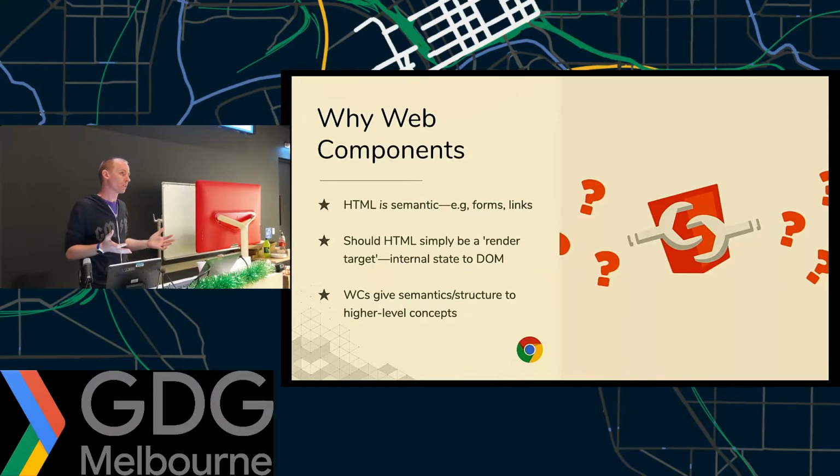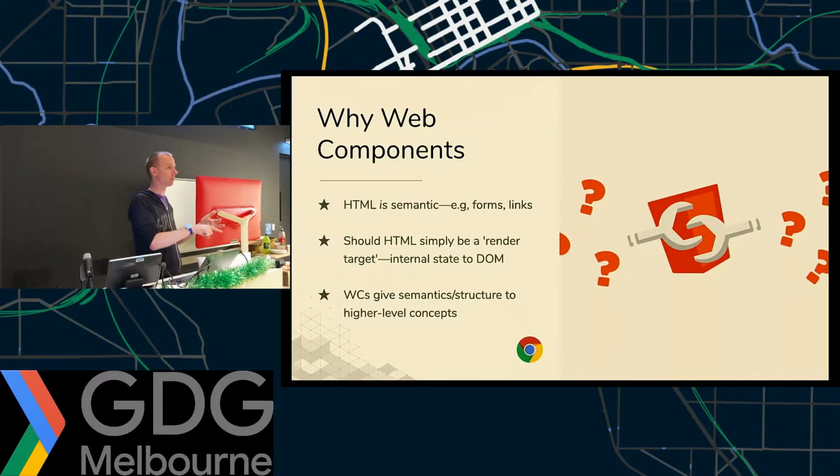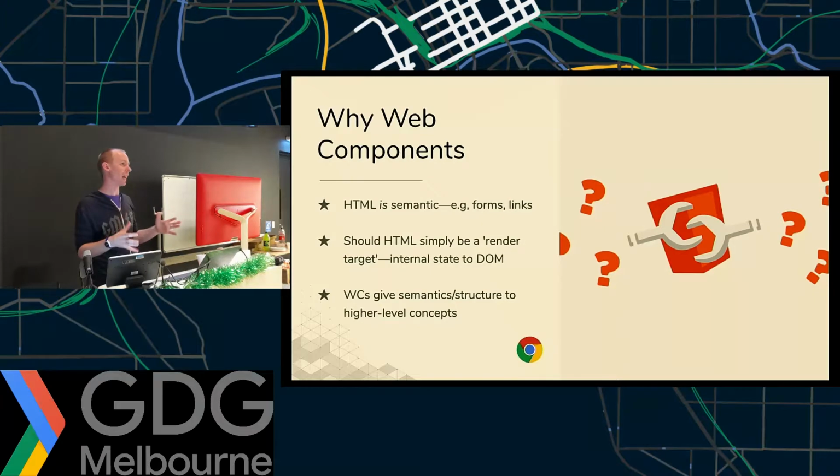Why do we want web components? They're not for everybody, right? HTML is semantic, right? If you have a screen reader, it's going to look at any HTML page and go, cool, that's a form, that's a link. I can tab between things. So HTML has meaning. It's not just divs and a canvas you draw to.